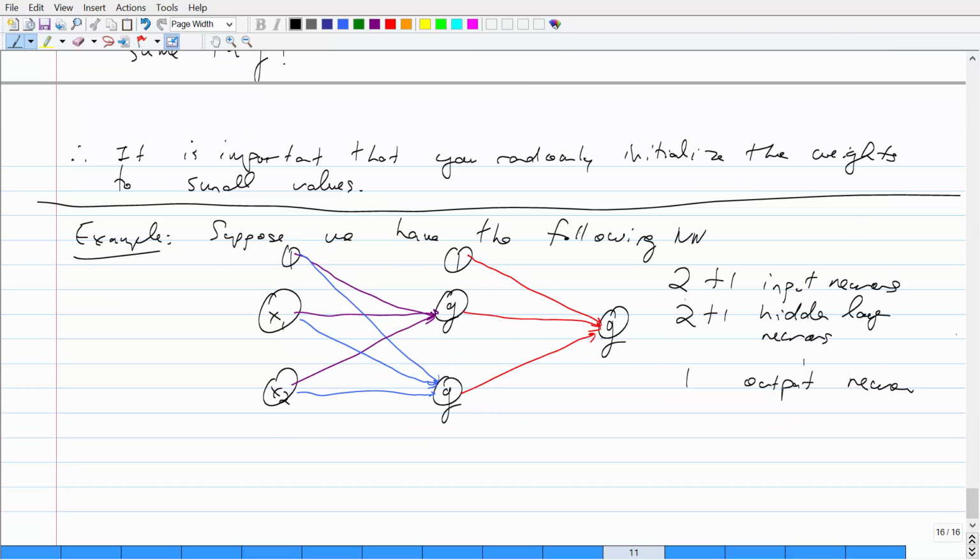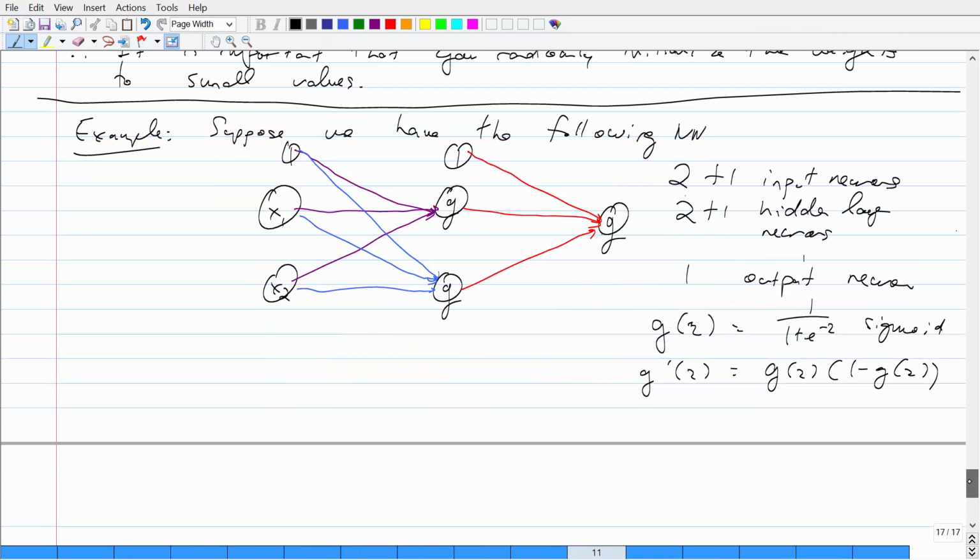The activation function that we're going to use is a sigmoid. This is 1 over 1 plus e to the minus x, and the derivative is going to matter. It's just the sigmoid by itself, multiplied by 1 minus the sigmoid. Okay, so we have this. And then we have some initial weights.